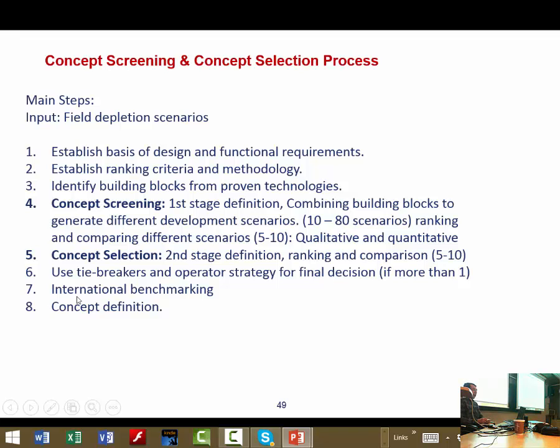Also you have to do international benchmarking for the final solution, or compare your final solution with available solutions in the world, in different parts of the world. For example, if you are planning a concept for 800 meters water depth, then you take a look at the other solutions in the world with the same water depth to see if they have used similar concepts or what their experience has been.